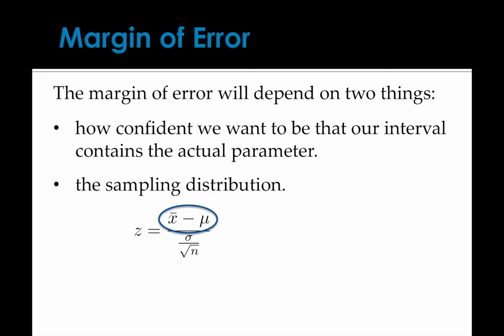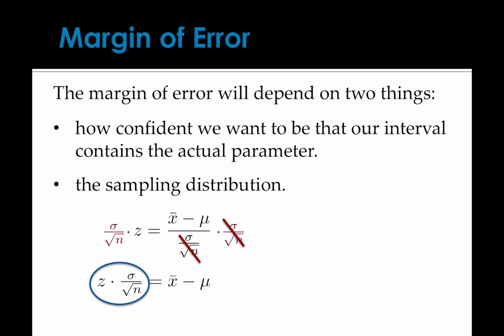That's how far off our sample is from the true population mean. All right, so I'm going to solve for that using a little bit of algebra. So I'm going to multiply both sides of that z-score formula by sigma over root n. And I do that so I can get rid of them on the right-hand side and just have x bar minus mu left over. So on the right-hand side, I have x bar minus mu. And on the left-hand side, I just have z times sigma over root n. Okay. And so that guy right there is going to be our margin of error.